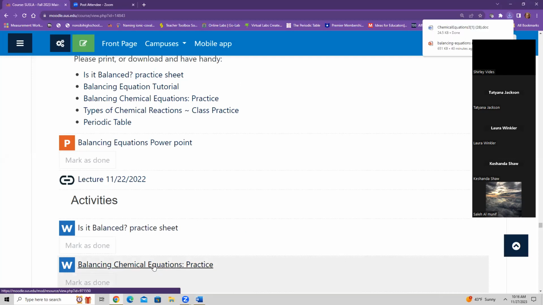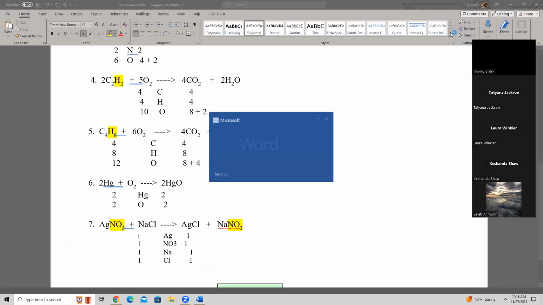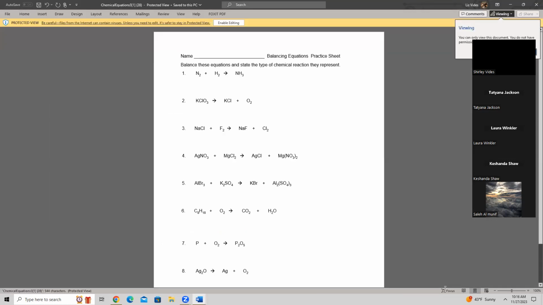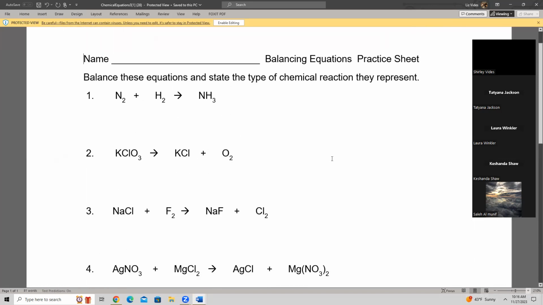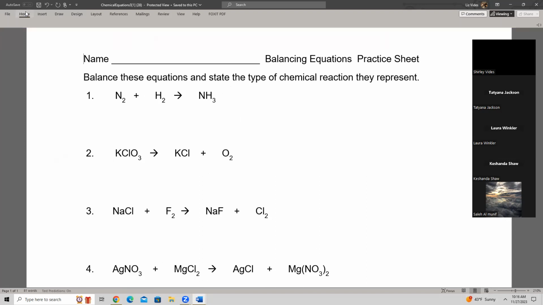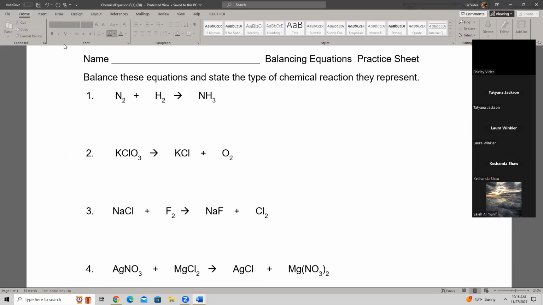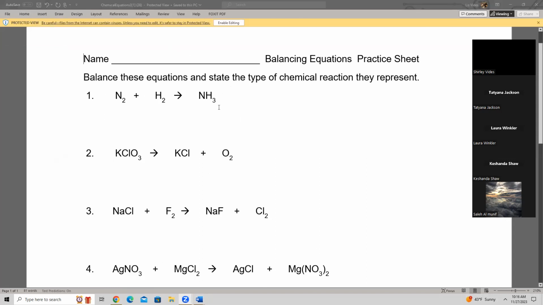Okay. This is the balancing equations practice part. This one is my way of doing things. It's going to go faster, you'll see. What I told you was to always check which one is the most complicated one first. We're going to always check the one that looks the most complicated, and that would be the NH3, correct?